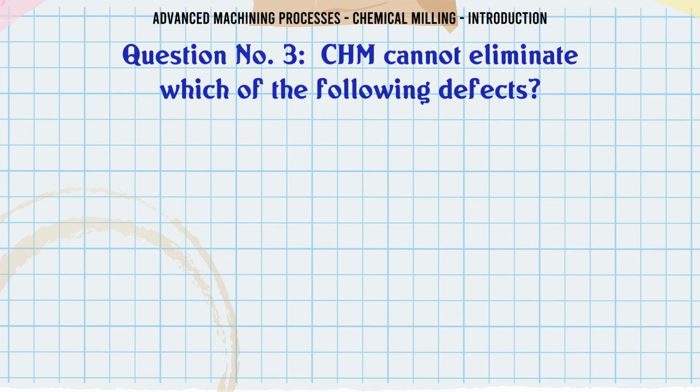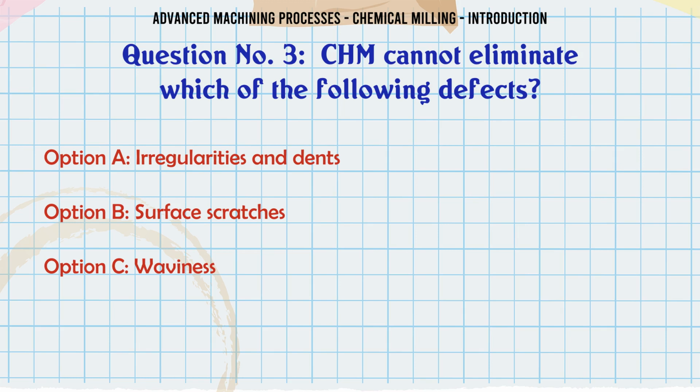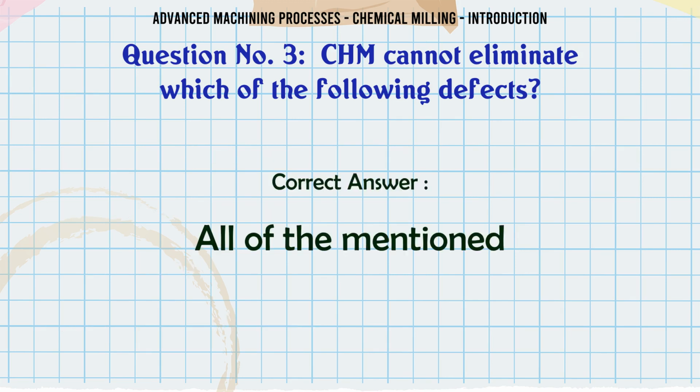CHM cannot eliminate which of the following defects? A. Irregularities and dents. B. Surface scratches. C. Waviness. D. All of the mentioned. The correct answer is all of the mentioned.